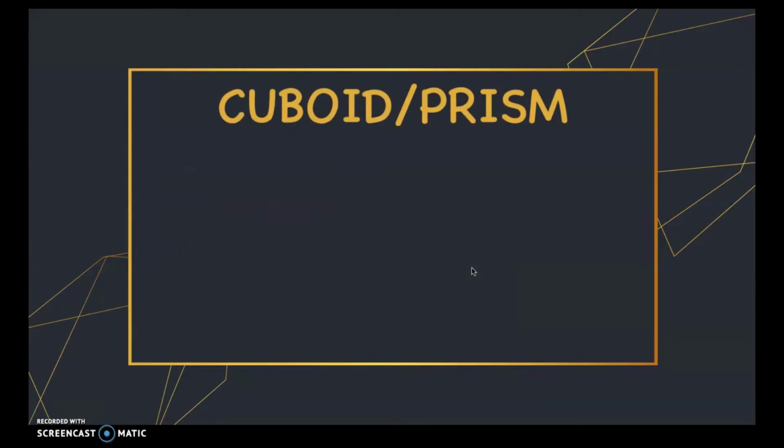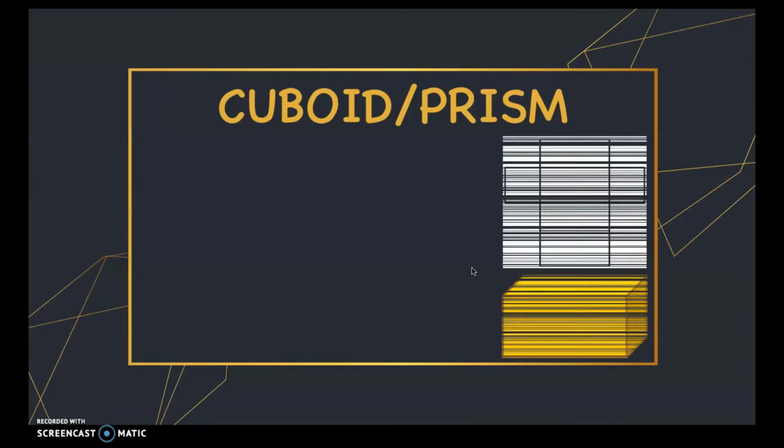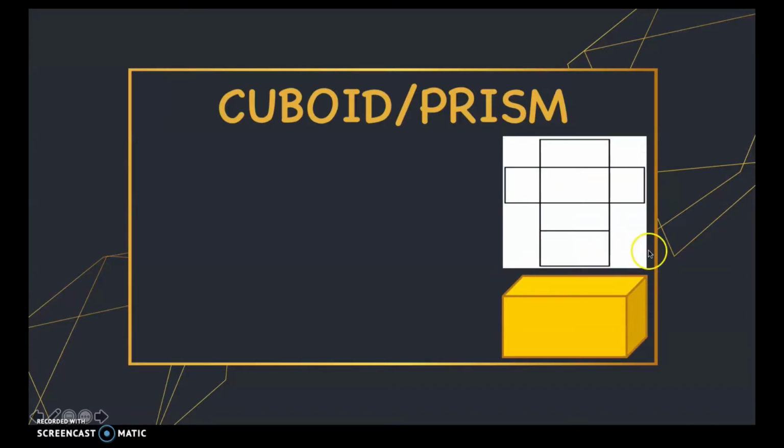Another one is the cuboid, or we call it prism. Now this is similar to the cube, but a cube has the same length of edges. A cuboid has different sizes of edges. That is why it is called cuboid. So here's an example. This is the net of the cuboid or the prism, and this is the solid figure or the prism.